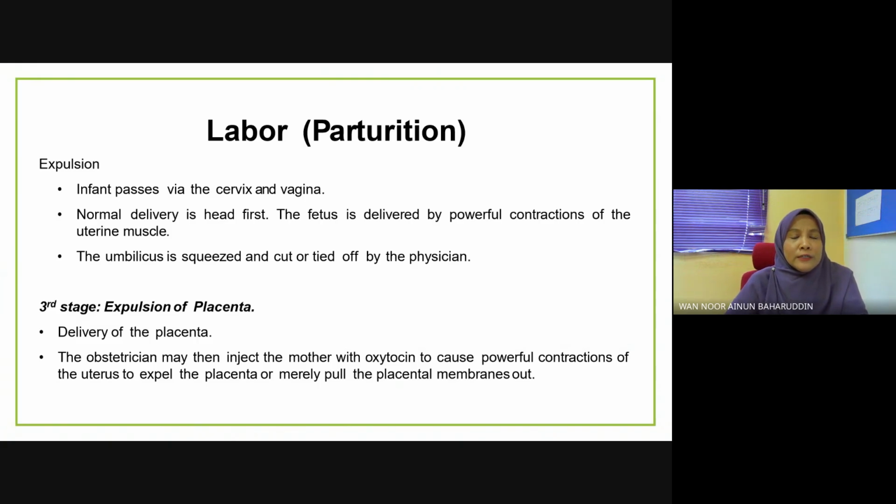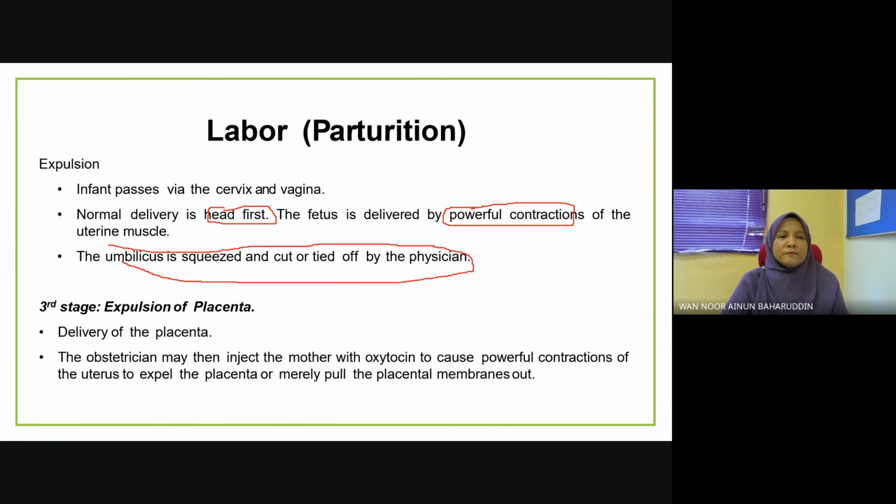The normal delivery is considered when the head comes out first and the fetus is delivered by powerful contraction. That's why we call it very powerful contraction of the uterine muscle. The umbilical cord is clamped and cut by the physician, which means tali pusat akan dipotong. Okay. Then the third stage, expulsion of the placenta, is the delivery of the placenta.